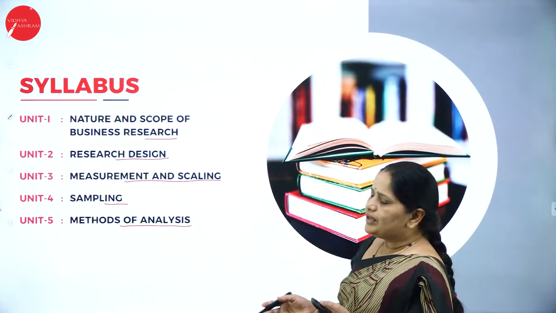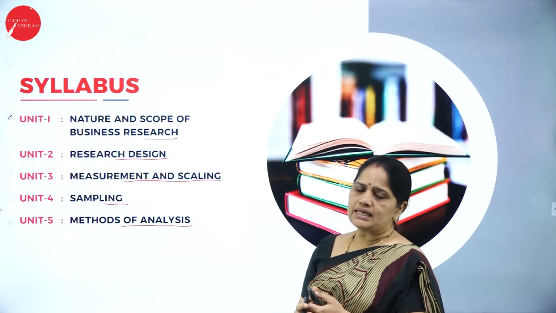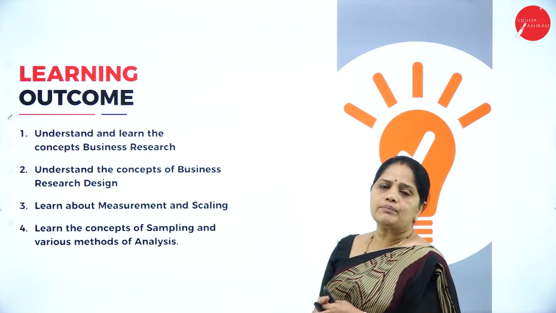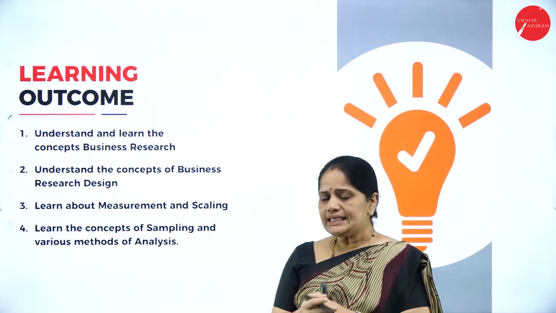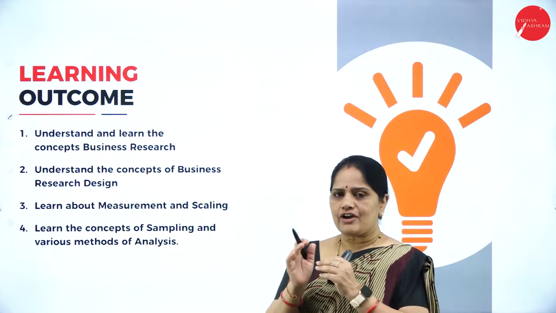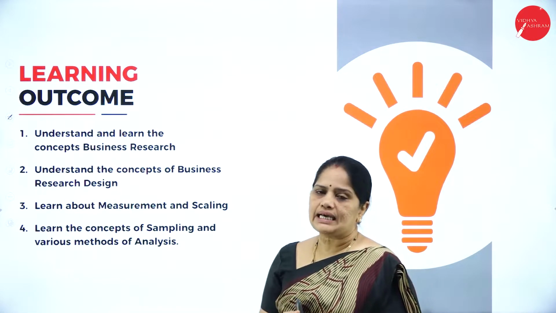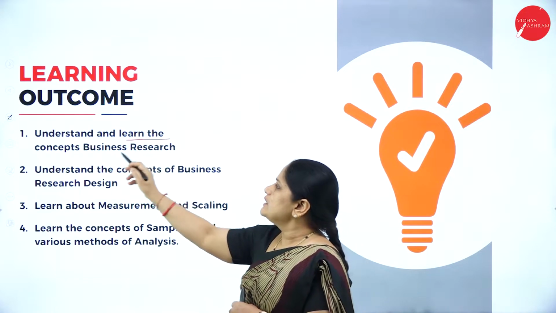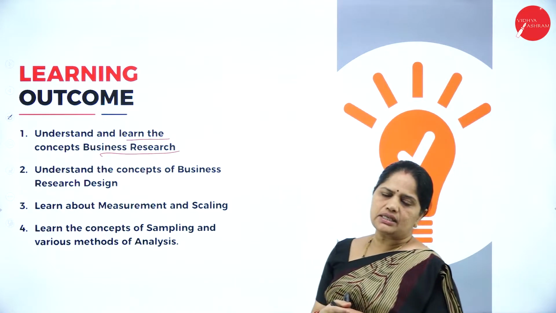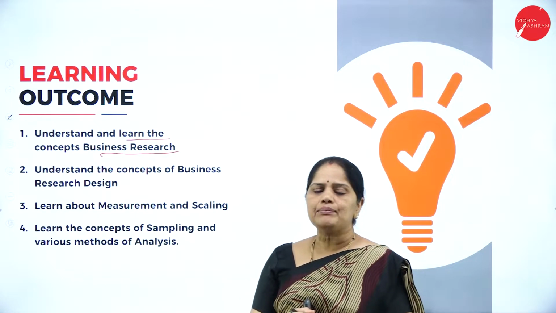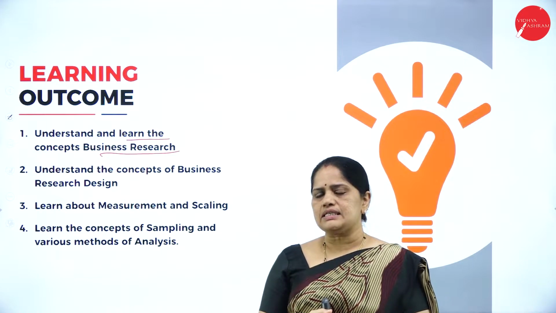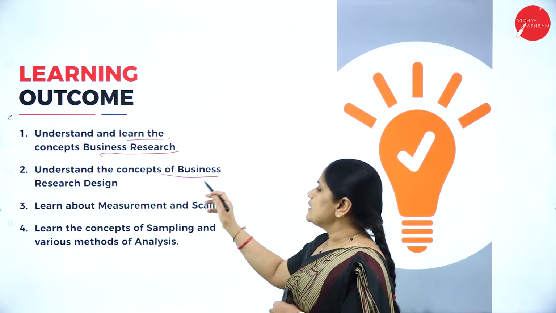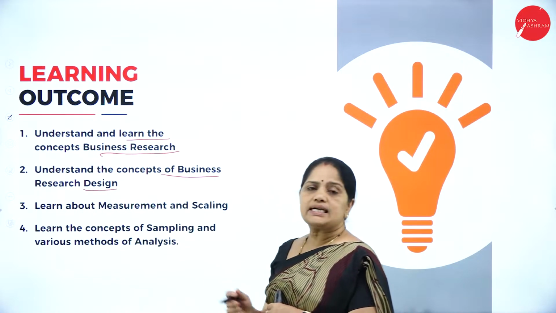Now we have a total of 5 units in this subject, that is Business Research Methods. Now let us see the first learning outcome of this subject. In this syllabus for business research methods, we have 5 units, and now let us see the learning outcomes. The first one is, we understand and learn the concepts of business research. Through this subject, we will be able to understand the concept of business research, and we also know what business research is. Then, next we'll understand the concept of business research design.